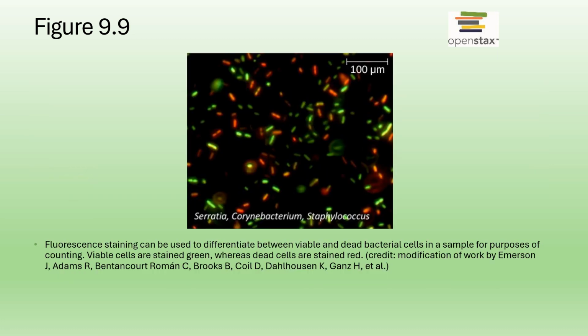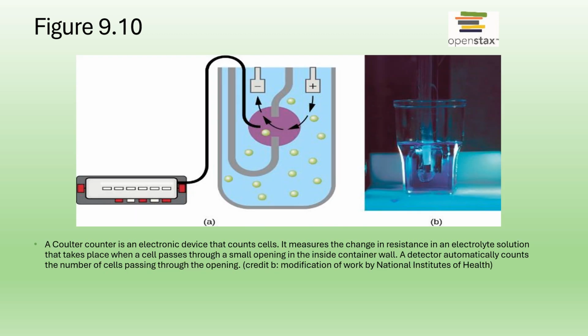And this is showing the fluorescent staining here, where you can distinguish between the living and dead cells. Once again, the living ones are green, the dead ones are red. So you would put a known volume and you would sit here and you would count to determine how many cells are in your sample. You might want to do total cells versus living cells, however you wish to do it.